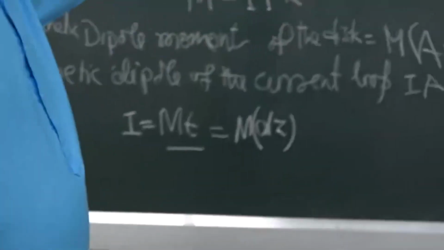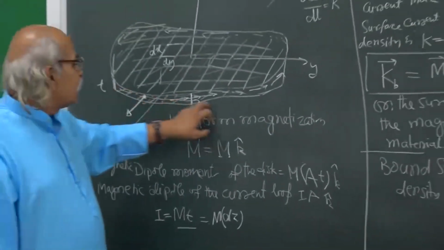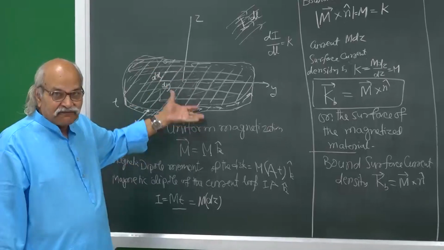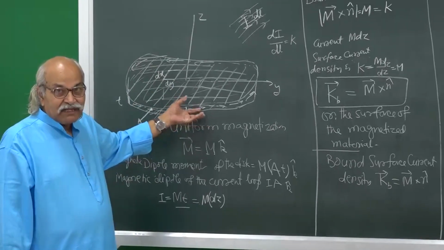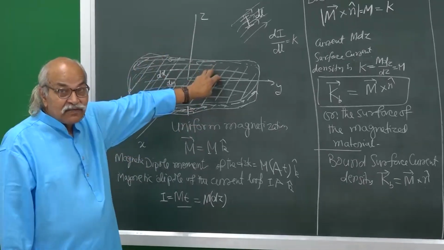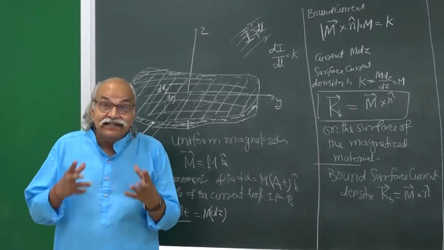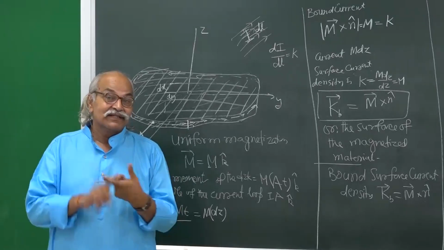So, this was the case when M was uniform, the entire current was only on the periphery, only on the surface. But if the magnetization is non-uniform, you can have a current even in the interior of this material. So, that we will discuss next lecture.